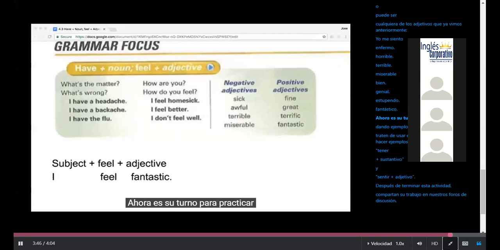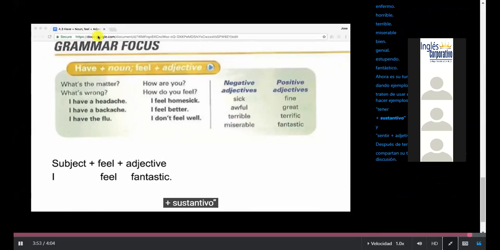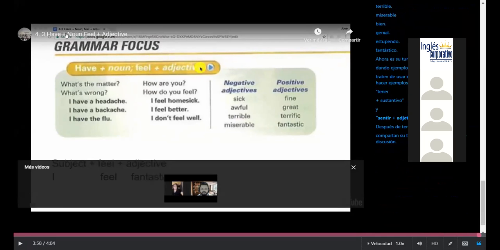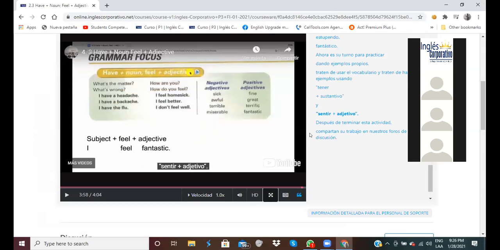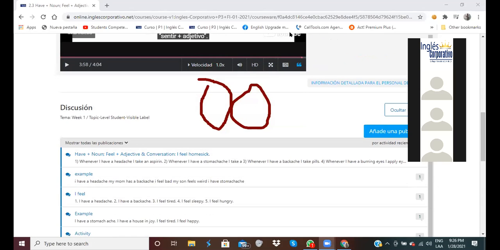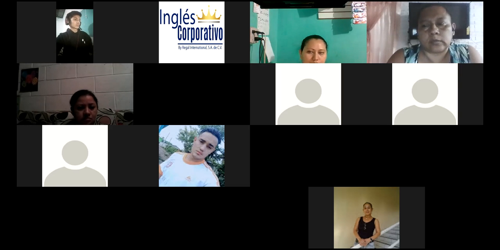Now it's your turn to practice giving examples of your own. Try to use the vocabulary and try to make examples using have plus noun and feel plus adjective. All right. Now, for this activity, I would like for you to give me 10 examples using the negative adjectives and the positive adjectives. And I want you to write your sentences here on the discussion forum. At least 10 examples in pairs. Are you ready? Let's go.